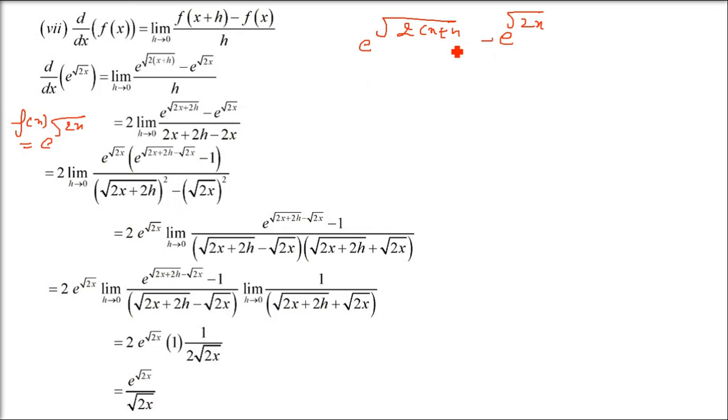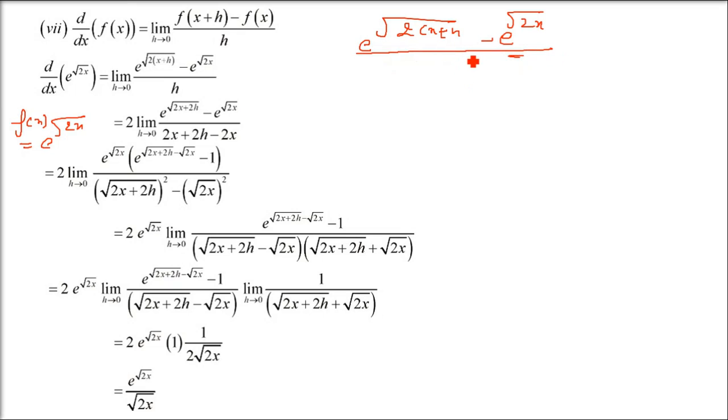First means the numerator. So what is the approach here? We have h in the denominator, so we have to use it. We cannot defer it for the last, but we need to use it here only. I am going to take e raised under root 2x common from here. And whatever is coming in the denominator will make it the denominator. There is h in the denominator.